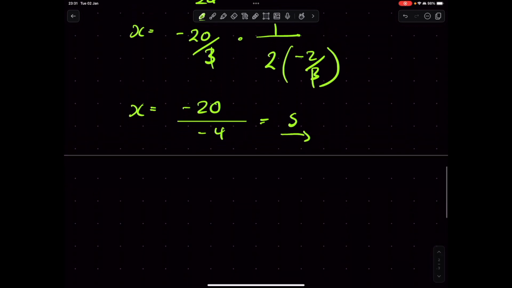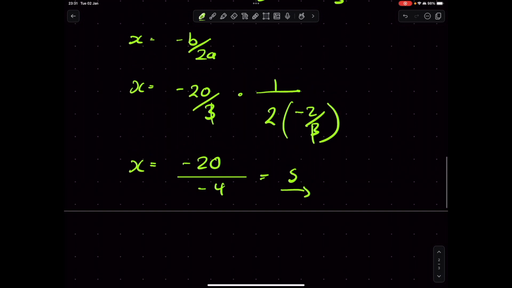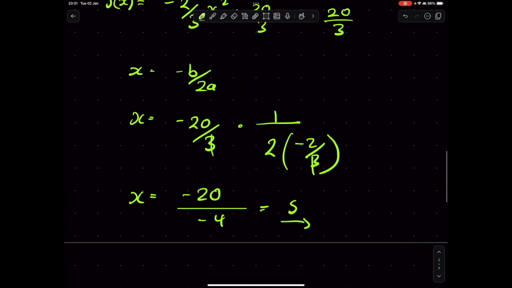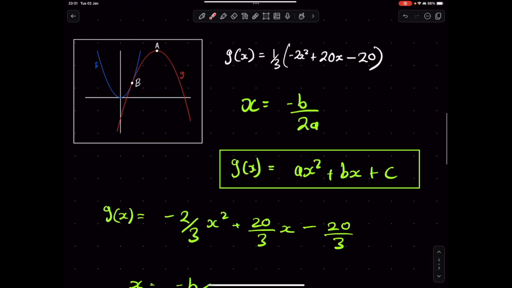But remember, we want all the coordinates, so we want both the x and the y. What we're going to do now is substitute this 5 back into the original equation. We can either substitute it into this equation, or into that equation. For simplicity's sake, I would want to substitute it back into this equation, so I'm going to copy this again.